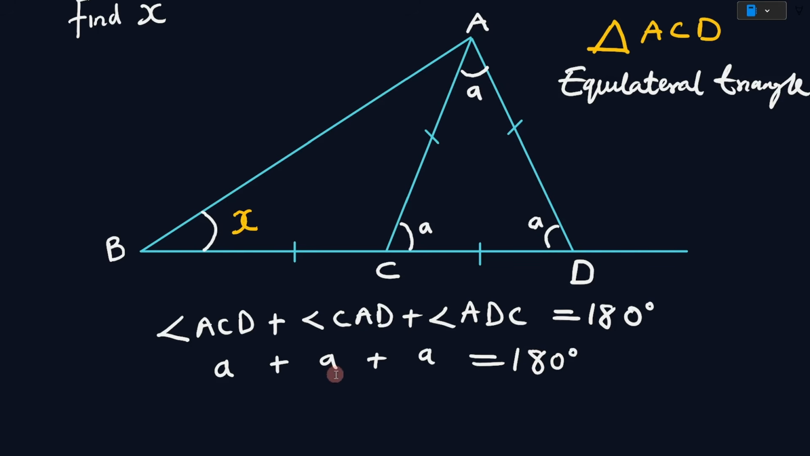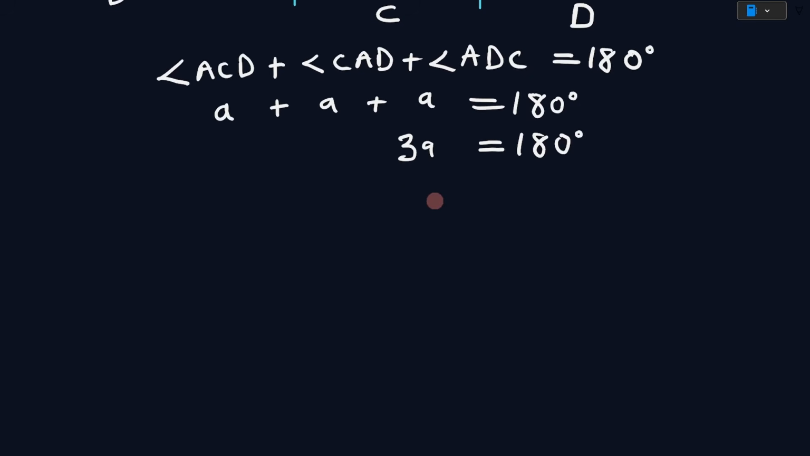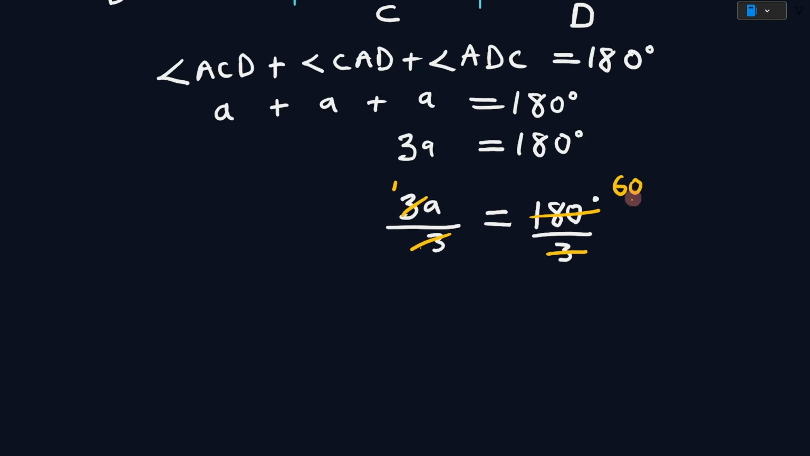A plus A is 2A. 2A plus A is 3A, equal to 180 degrees. For us to find A, we have to divide both sides by 3. 3A divided by 3 is equal to 180 degrees divided by 3. 3 divided by 3 is 1. 180 divided by 3 will give us 60. A is equal to 60 degrees.